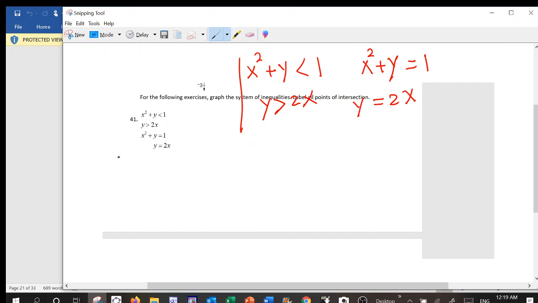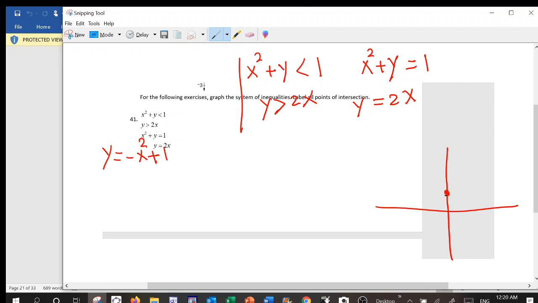So let's do the red one first. So x squared. So if I want to solve that, I could just do what? Do y equals negative x squared plus 1. Now again, we know what that is. Negative x squared plus 1 is what? Is this parabola that is flipped and then moved up 1 unit.